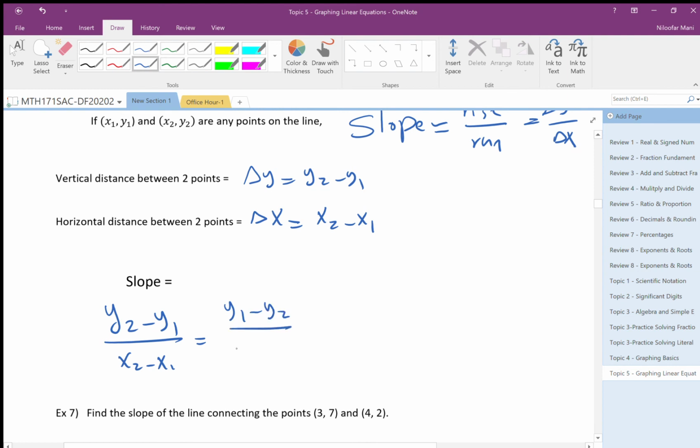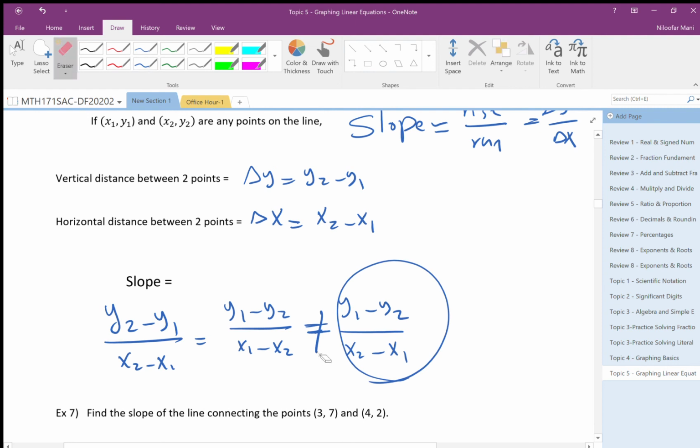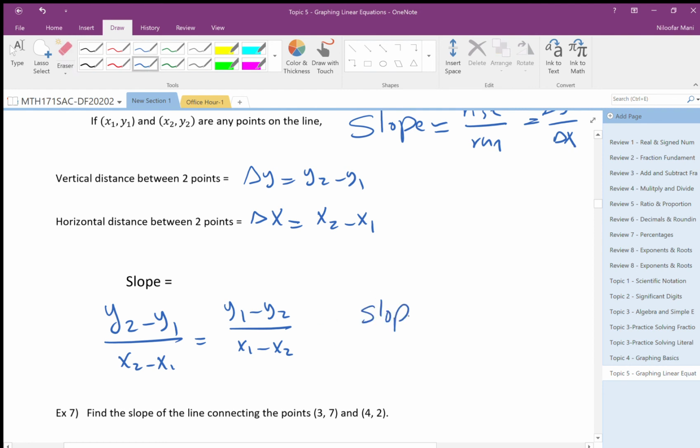y1 minus y2 over x1 minus x2 is also good. Or I can do y1 minus y2 and, for example, x2 minus x1, but I have to say it's not equal. Okay, this is not a slope. That's not a slope. So make sure you don't do this. Maybe I can just do it here. So I can just say a slope is not y2 minus y1 over x1 minus x2. If I start from the y of 1 point, I have to start from the x of the same point in the denominator.